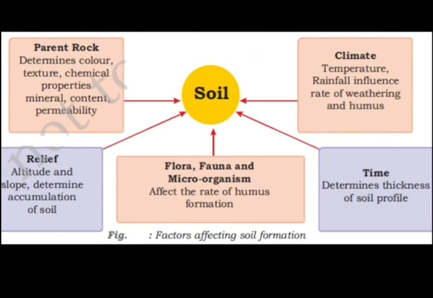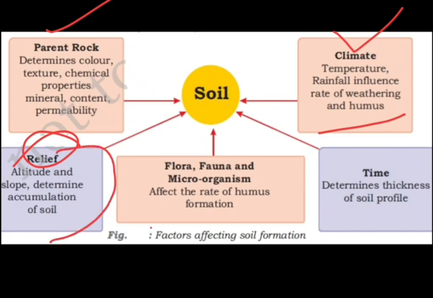Now, as you can understand, just look here. Parent rock determines color, texture, chemical property, mineral content and permeability. Then climate: temperature and rainfall influence the rate of weathering and humus. Then relief: altitude and slope determine the accumulation of soil.